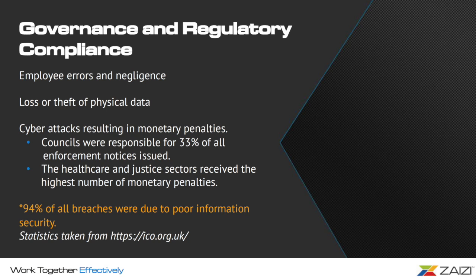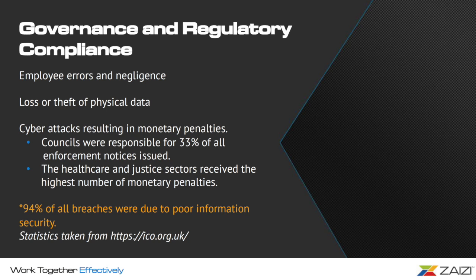And again, on top of that, councils are responsible for 33% of all enforcement notices issued. The healthcare and justice sectors received the highest number of monetary penalties last year. And important for us today, 94% of all breaches were due to poor information security. 94% of all notices issued in 2014 were attributed to non-compliance of the 7th principle of the Data Protection Act, security. Just to remind you what the 7th principle is, it states that appropriate technical and organizational measures shall be taken against unauthorized or unlawful processing of personal data and against accidental loss or destruction and damage to personal data.